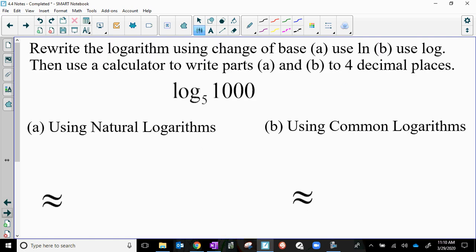All right, so let's rewrite the logarithm using change of base. In part A, we're going to use natural logarithms. In part B, we're going to use common logarithms. And then we're going to go grab our calculator.